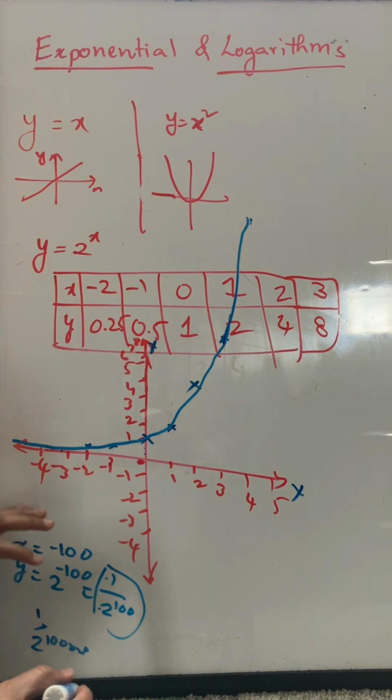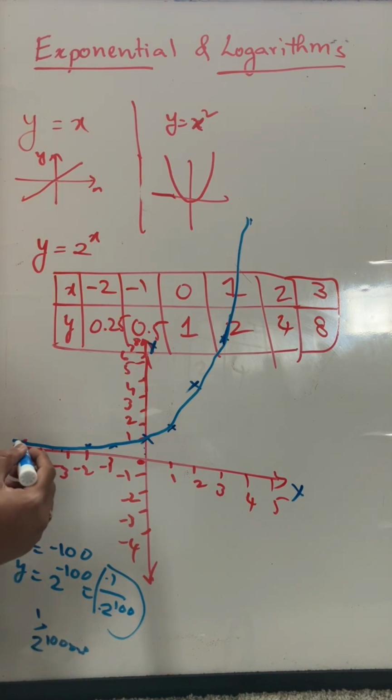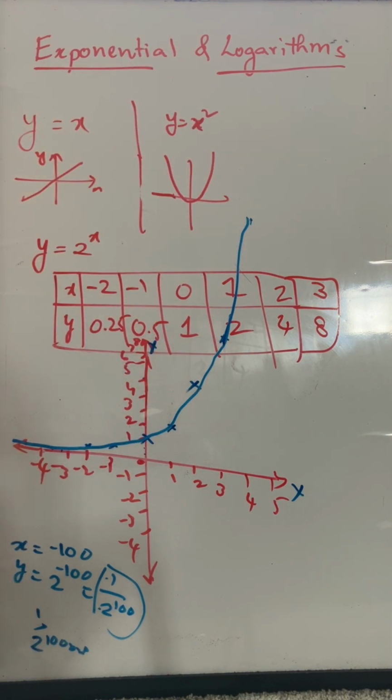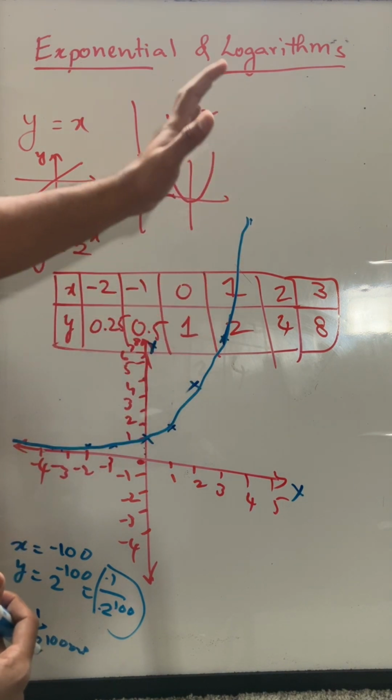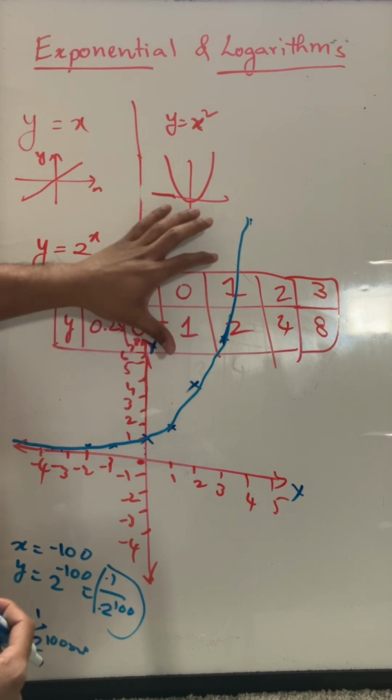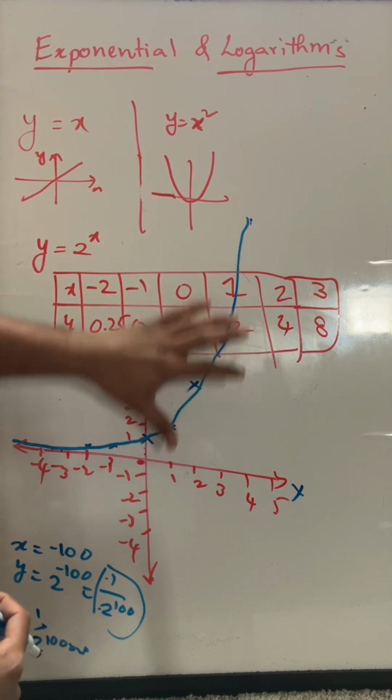On the negative side, it is almost touching 0. From there it starts and it will go like this. In English, this is called exponential growth. It appears to be smaller, but slowly, once it picks up in the positives, it will go rapidly.